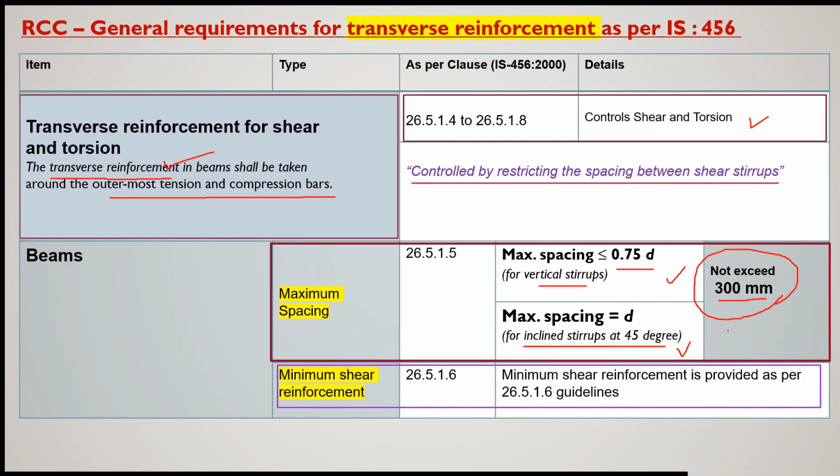Now for minimum shear reinforcement, the code restricts what the minimum shear reinforcement should be. In clause number 26.5.1.6, minimum shear reinforcement is provided as per these guidelines. You can go through all the guidelines of the Indian Standard Code. The prominent or basic guidelines I have already discussed. All these guidelines will be very helpful in the design of any type of beam, whether it is a simply supported beam or a multi-span continuous beam.